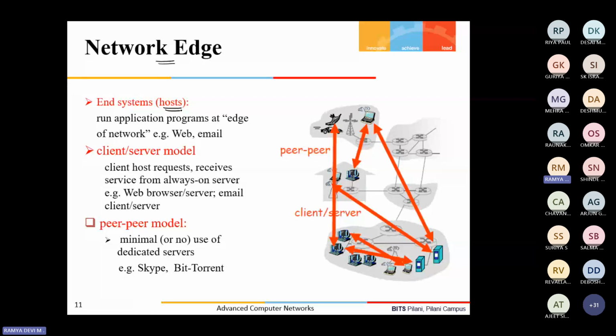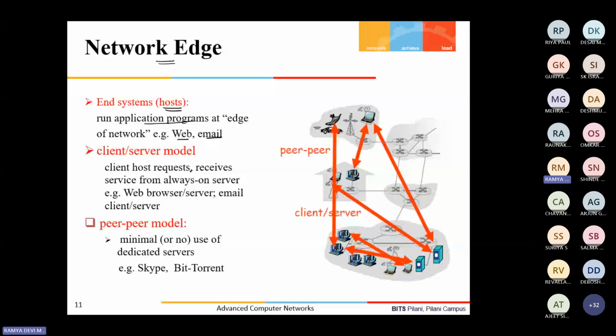So some of the examples are smartphones, tablets. They run application programs at the edge. What are the programs? A web browser is an example. Email or messaging applications. These are the applications which will be running on the host network, right? So these applications will operate at the edge of the network. They'll be starting the communication. They'll be the starting and also the ending point for the data communication.